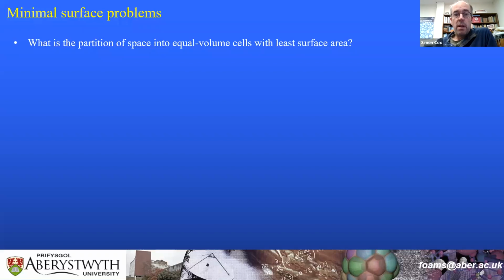Another way of thinking about this is minimal surface problems. And so the question that underpins everything I'm going to say today is, how does one partition space into cells with least surface area? And for the moment, let's talk about equal volumes. So of all the ways that you could divide space, which of them has the least surface area? That is known as the Kelvin problem, and the solution to that problem is not known.